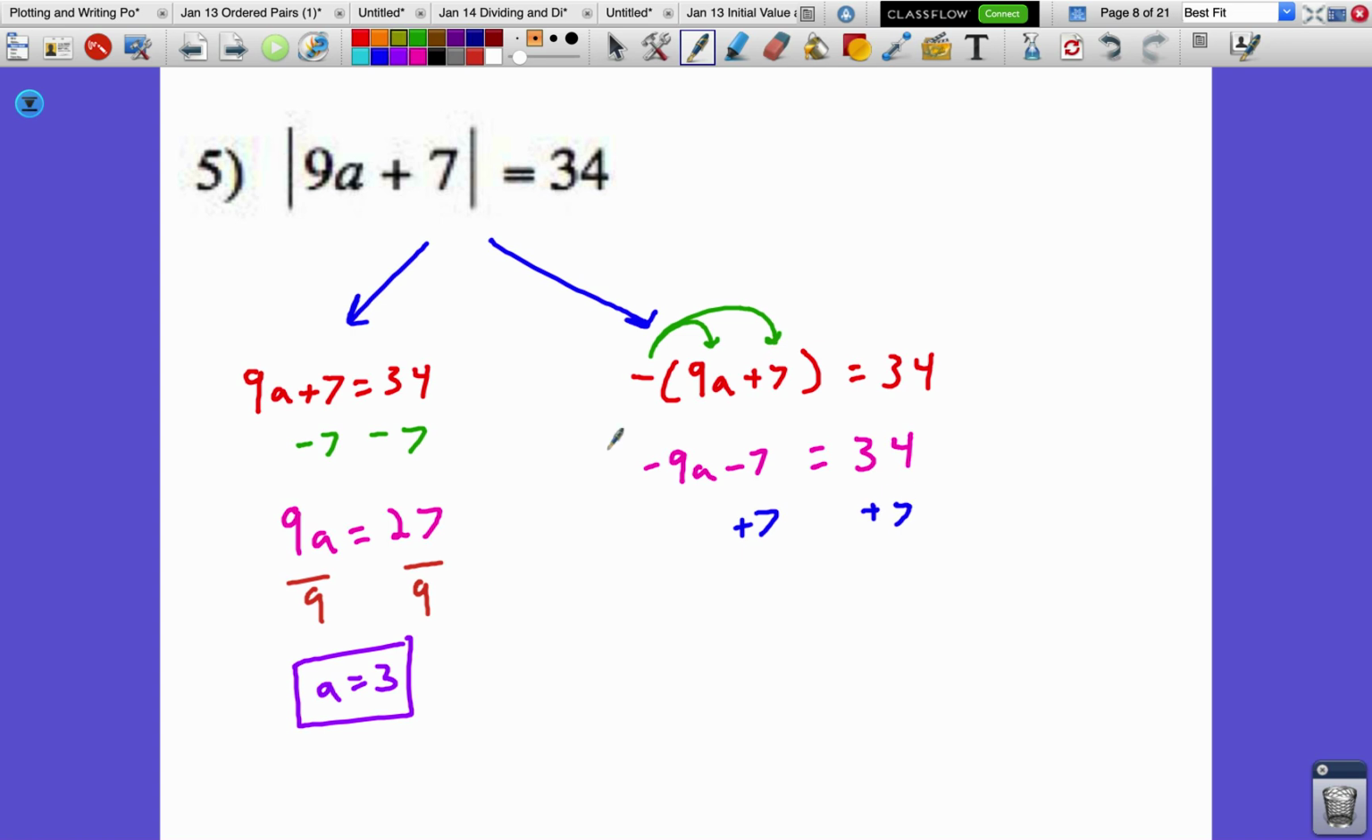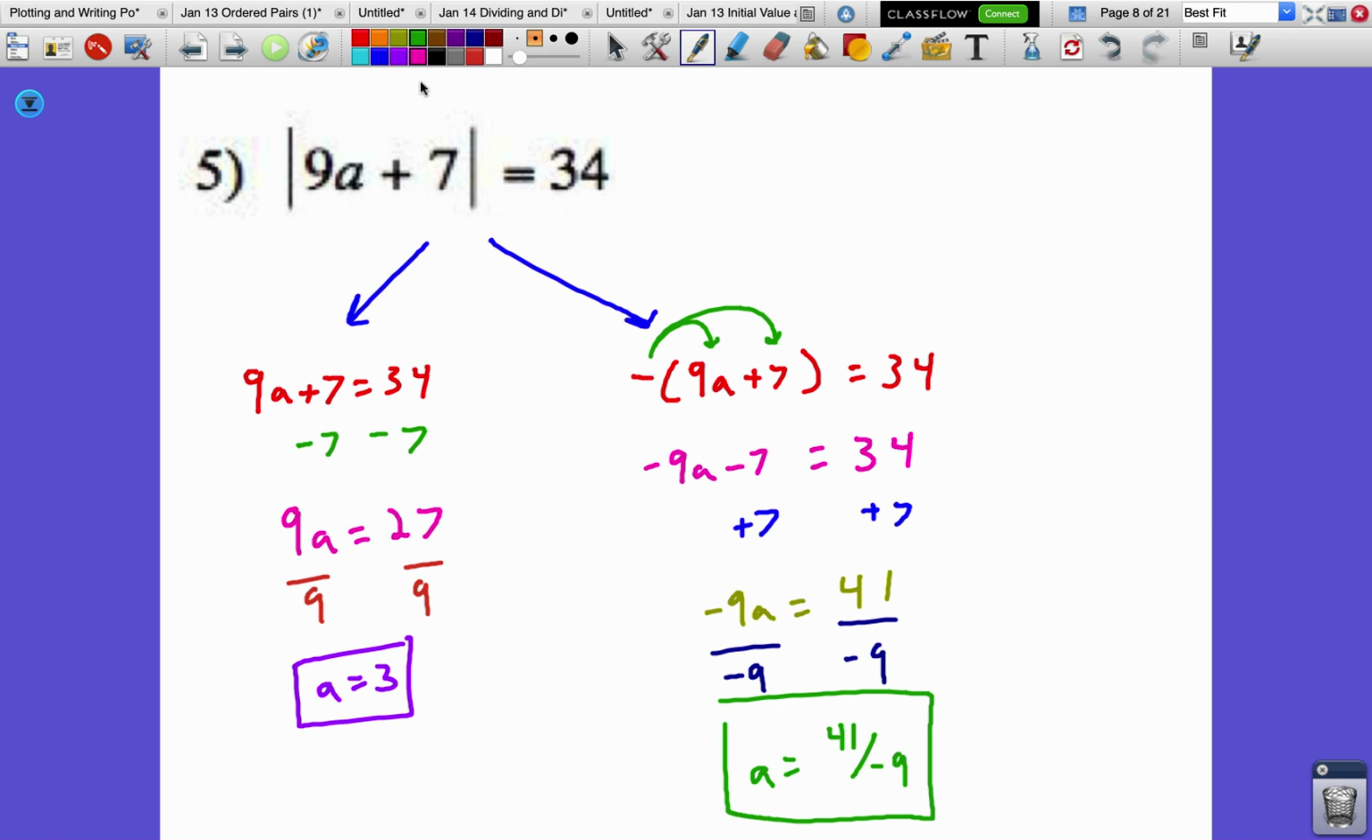And I'll get negative 9a equals 41. And then divide both sides by -9. And I get a equals 41 over -9. Plug these back both in to double check. On this side, we'll get 34 equals 34. That checks out. And on this side, that becomes a -41 plus 7. So -34 becomes 34 equals 34. This side checks out as well.